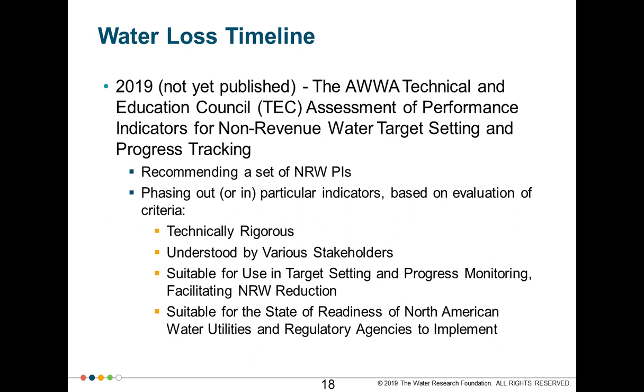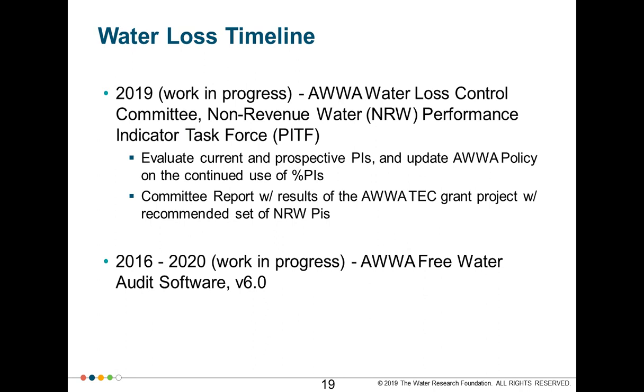2019, here we are again today, this year. The TEC from AWWA funded a project to look at the performance indicators. We've been using them for a number of years. Now we need to take a good look at: are there ones we need to phase out? Are there new ones we need to phase in based on the criteria? They need to be usable by the utility for target setting, for other stakeholders to understand, and even for the regulatory agencies to use if needed.